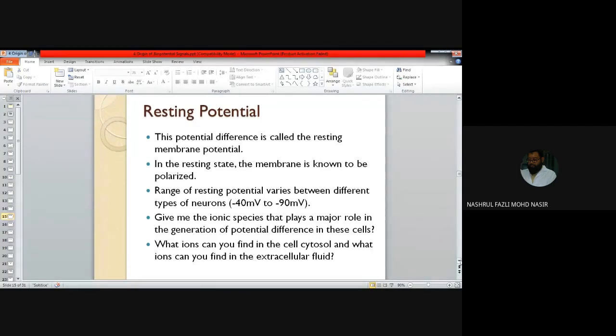So this potential difference is negative. That negative 70 millivolts is the resting membrane potential. During the resting state, the membrane is known to be polarized. The range of the resting potential, as I told you, depends on the types of neuron cells, but we take negative 70 millivolts as the standard.